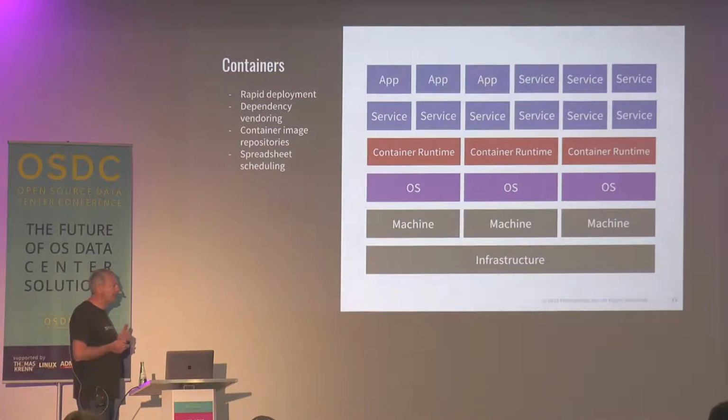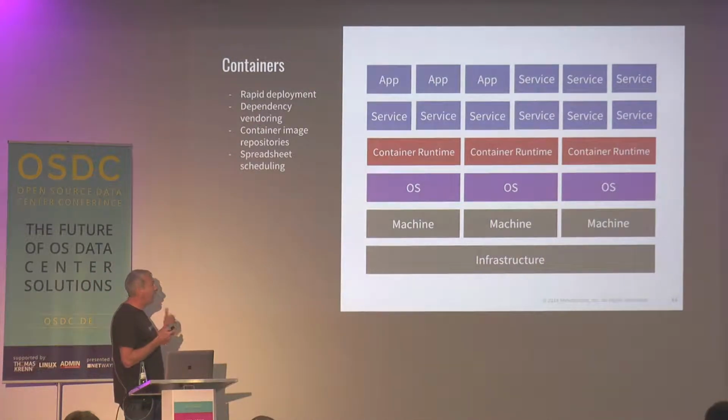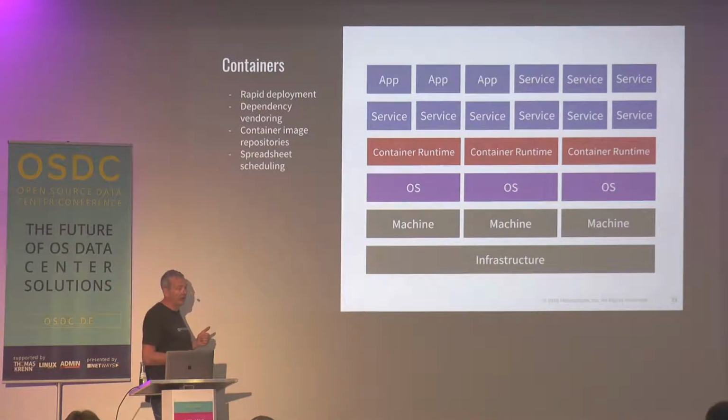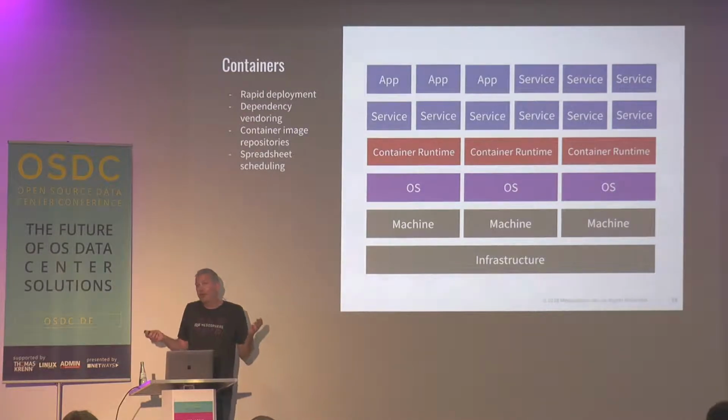But the big problem at this point becomes how do we schedule our containers across our whole fleet? How do we know where they are? How do we connect them together? And what happens if a machine dies?